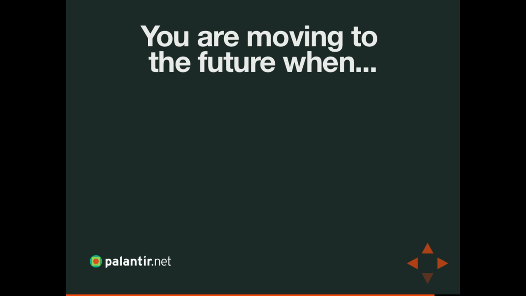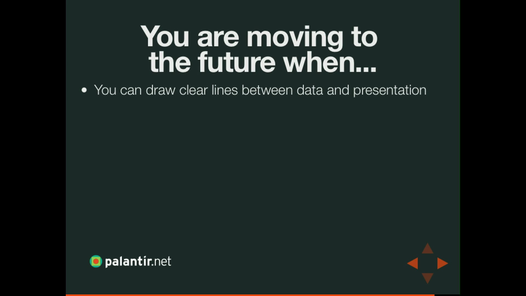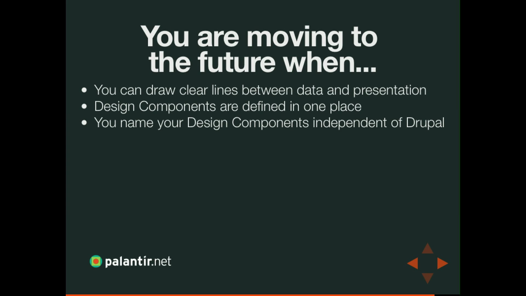So what kind of steps can we take? How do we know when we're moving in this direction? If you can draw a clear line between your data and your presentation, if you can say this is the line where the data stops and the presentation begins. If your design components can be defined in one place, this is something at Palantir that we're still working on. We have common CSS between our style guides and our Drupal sites, but often we have to re-implement the templates and TPLs, which is painful. If we can define the design component in one place and say, pull that design component into the style guide, pull it into Drupal, and it just works, then we're moving in the right direction.